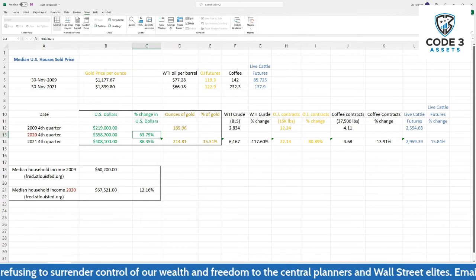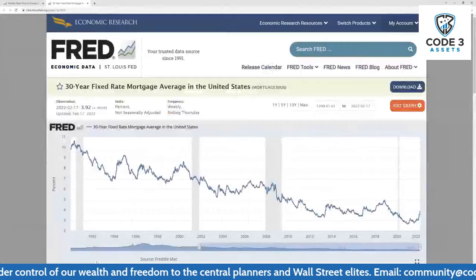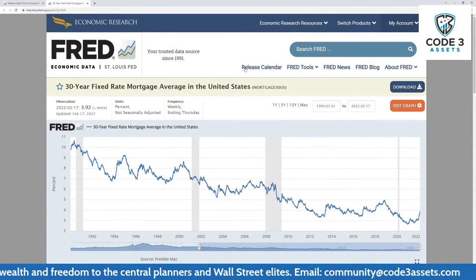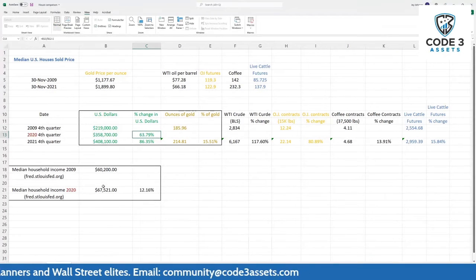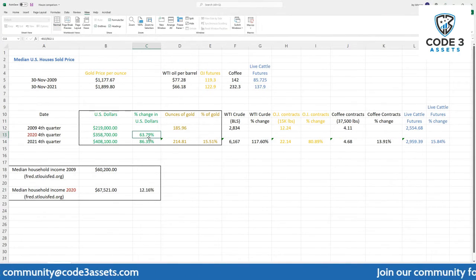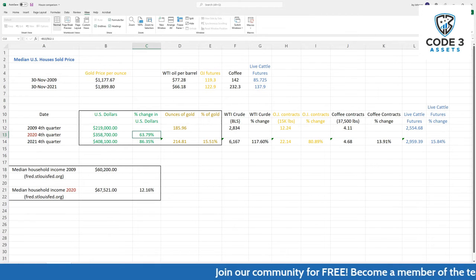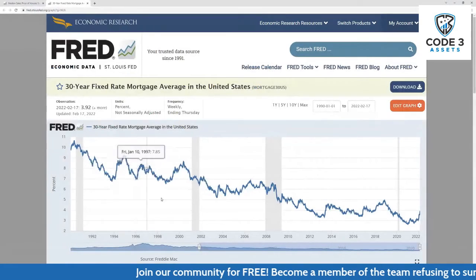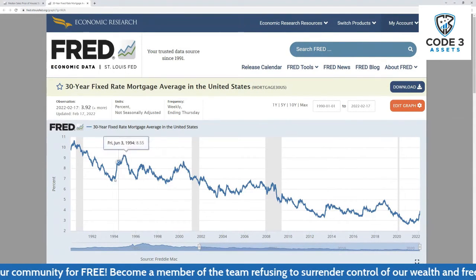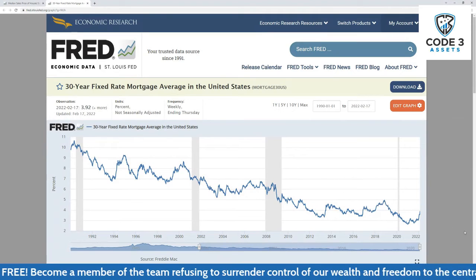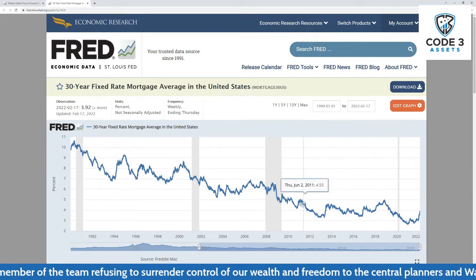So I want to show you something on that real quick. You'd wonder how in the world, if incomes only went up 12% over that period of time, how could the homes go up 63% and anybody still be able to buy them? Well, let me show you exactly how that happened and how it ties into current events. If you look here, 30-year fixed rate mortgage averages in the United States, which way do they go? Down, left to right, steady down. Yeah, there's ups and downs, there's little blips.